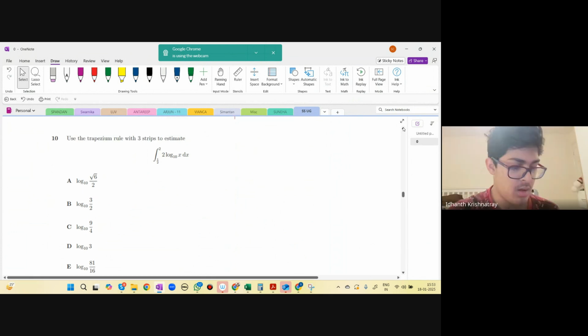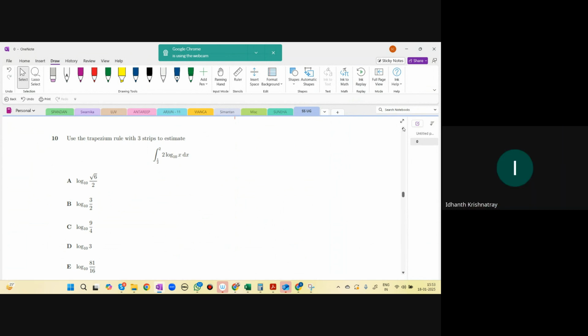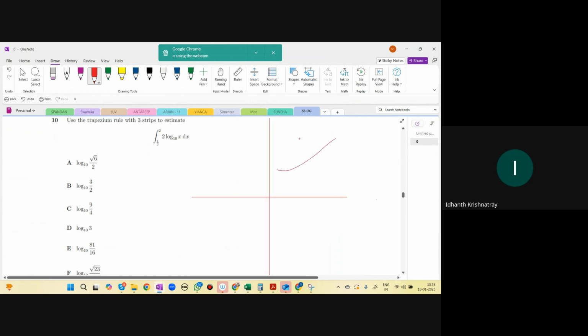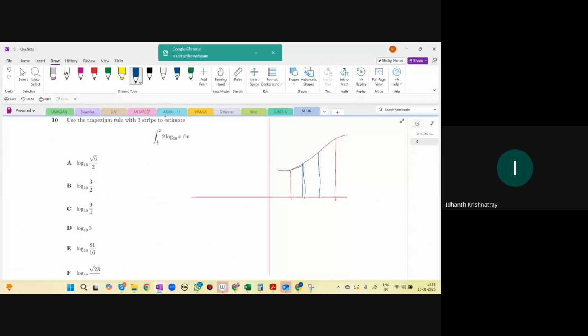Use the trapezium rule with 3 strips to estimate this. So what is the trapezium rule? If I have a function like this, and I want to find the area between 2 points, you draw the three lines, and then you assume that the curve is a line, and then you work out the area of that trapezium. Basically, I have to break it into 3 parts and treat them as trapeziums. Find the area of each trapezium and add them up.